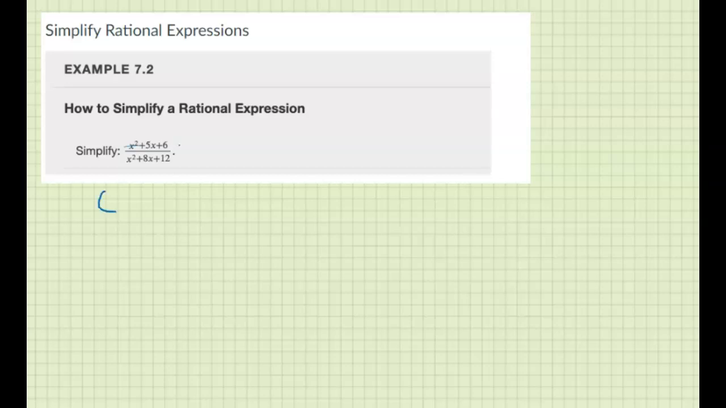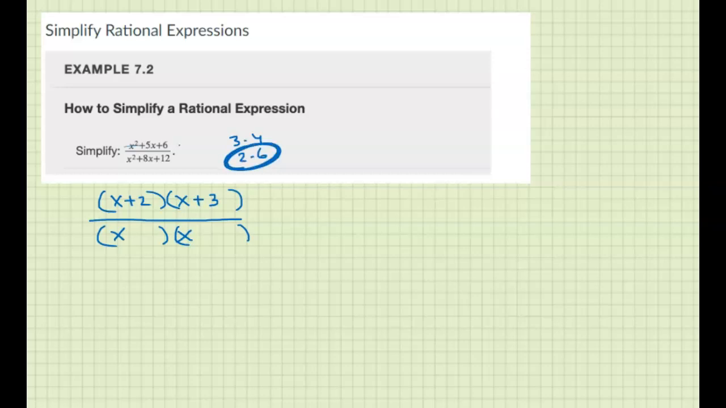The top factors as 2 parentheses, x plus 2 and x plus 3. That makes 6, and then 5 in the middle. The bottom one, I'm going to split up as 2 parentheses. We need x and x. 12 is either 3 times 4 or 2 times 6. 2 times 6 is going to work because we need 8 in the middle. So plus 2, plus 6.